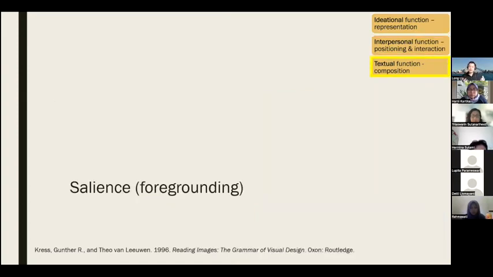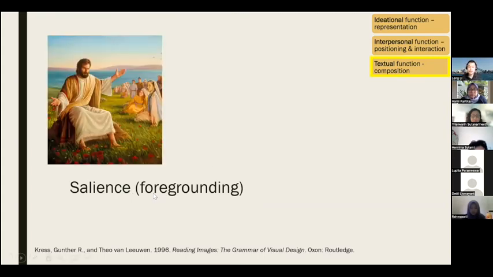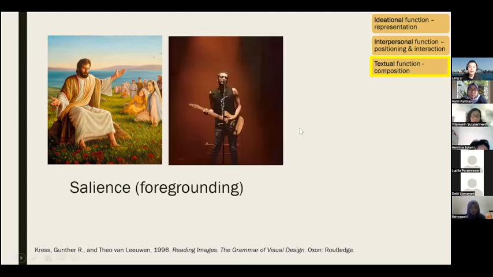Lastly, in the textual function, which is about organization, one system could be salience. That can be achieved through foregrounding. So in this picture, you may recognize that this man appears to be more important, more salient, because of size difference. He's much larger than those people in the background. So size can foreground certain elements visually. Whereas this is also salient, but it's achieved through a different system, which is the lighting. The lighting highlights this man and makes him stand out from the background. So there are different ways to achieve salience visually.